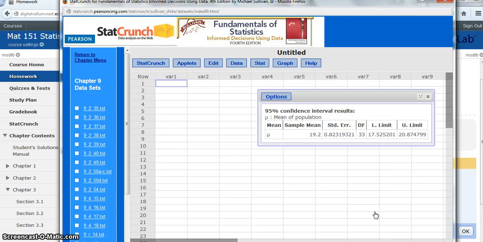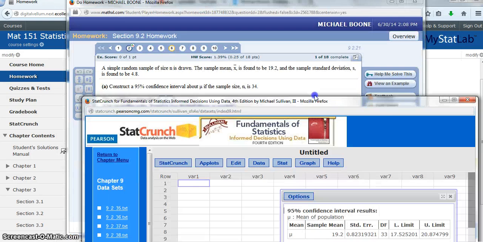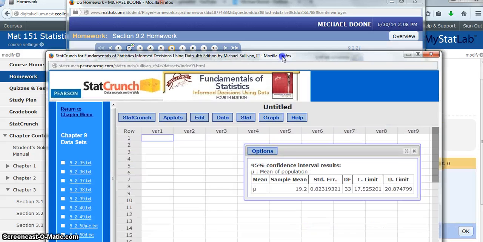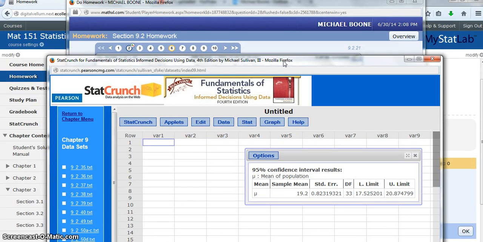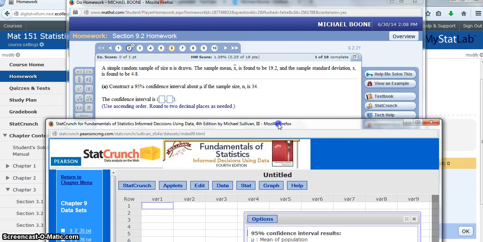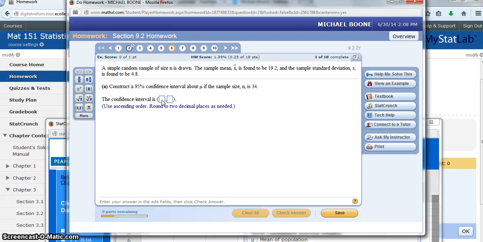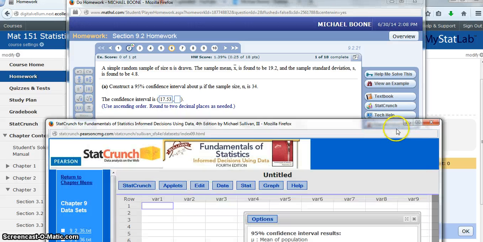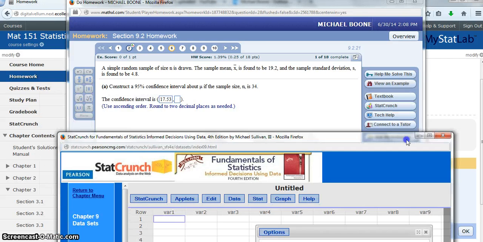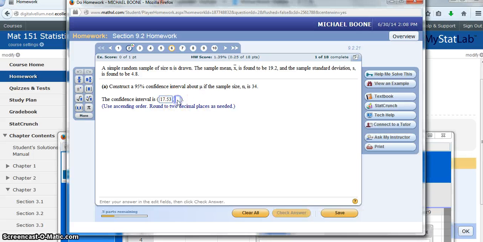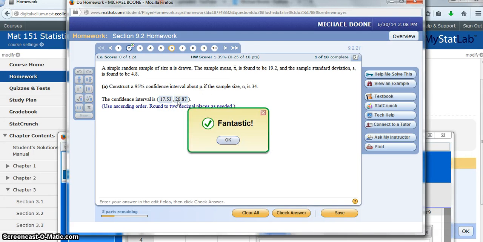That is a common one. So I get 17.53. Let's see how many spaces they want. 2 decimal places. So 17.53 to 20.87. I'm going to try 17.53 to 20.87. And so that's how we find a confidence interval about the mean using the t-distribution.